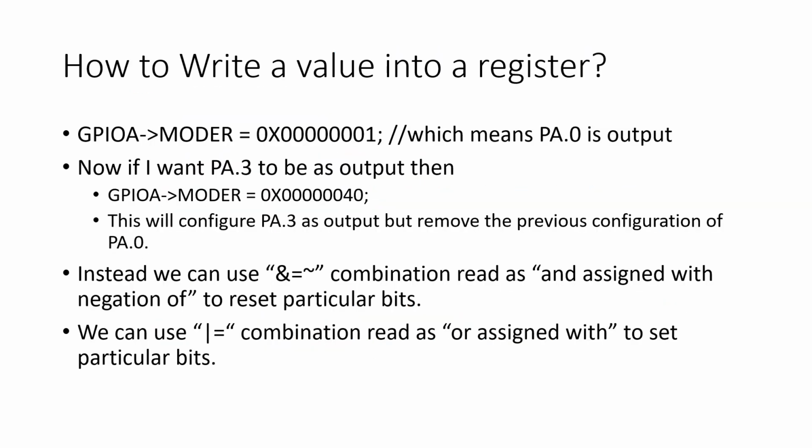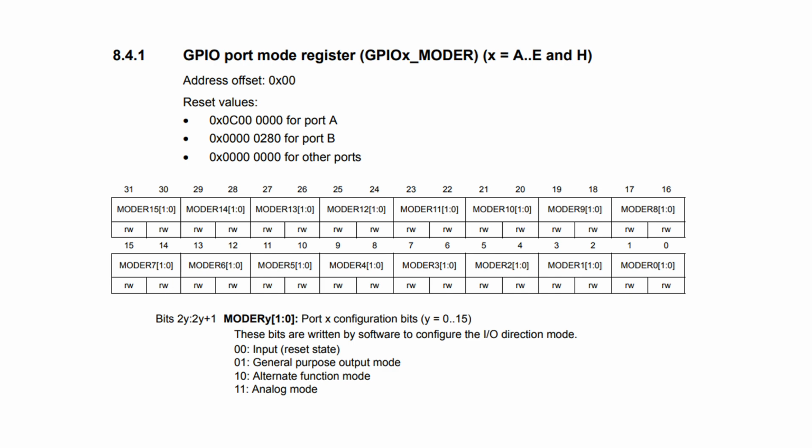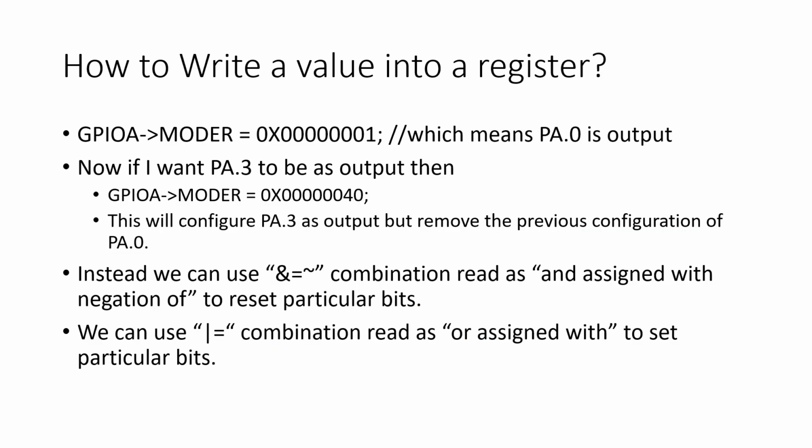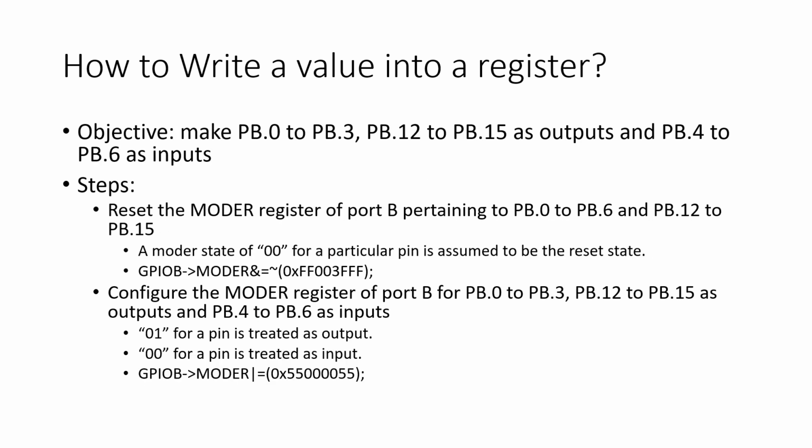Coming to the GPIO mode register, this GPIO mode register will be used to set a particular pin as input or output. Coming to how to write a value into a register, we'll always be using AND equal to negation of combination, or OR equal to combination, for resetting or setting the bits respectively. If you need further information, you can visit part 2 of this series, which is embedded programming with STM32, in which I have explained this in detail.